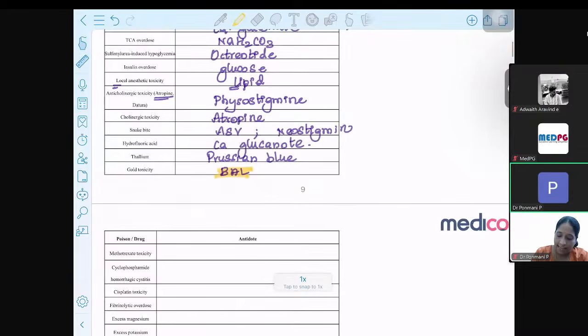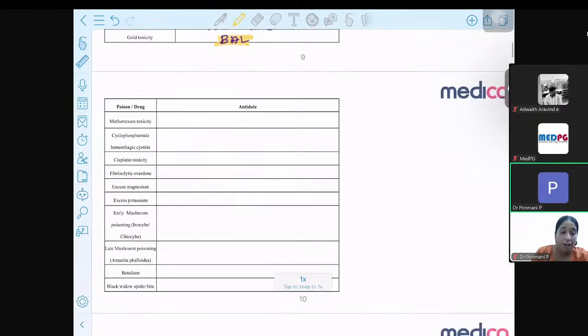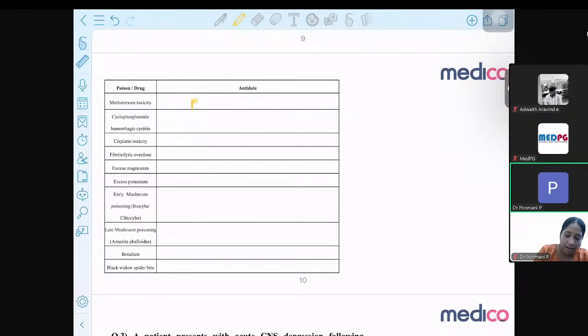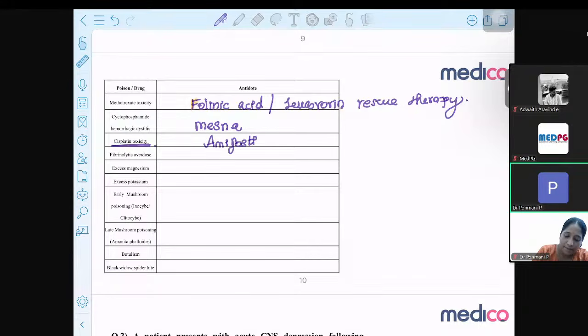Now, coming to the next and the last one which we are going to finish. For methotrexate, what are we going to give? For methotrexate, we are going to give folinic acid. Otherwise, it is also called leucovorin rescue therapy. Okay. For cyclophosphamide-induced hemorrhagic cystitis, you are going to give Mesna. And for cisplatin toxicity, you are going to give amifostine. And for fibrinolytics, you are going to give tranexamic acid.